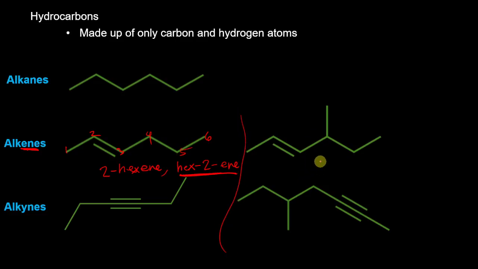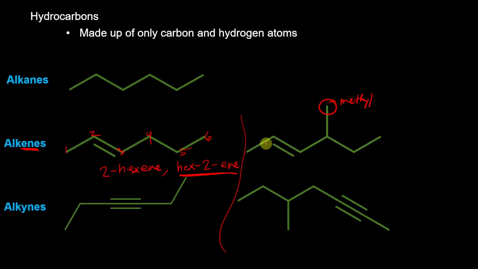Next, we have another one over here. So we have again 1, 2, 3, 4, 5, 6. This is the parent chain over here. Then we have here a substituent. So this one is a methyl group. Now let's name this one. So should we go from left to right or from right to left? So here we have a methyl and we have here a double bond. So should we go from left to right or from right to left?